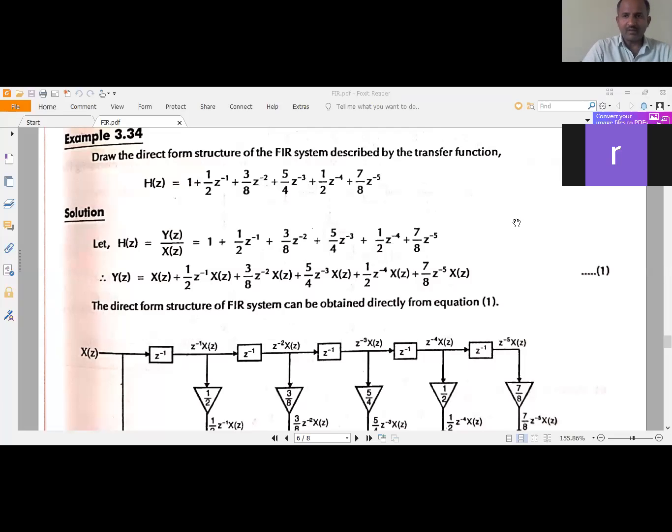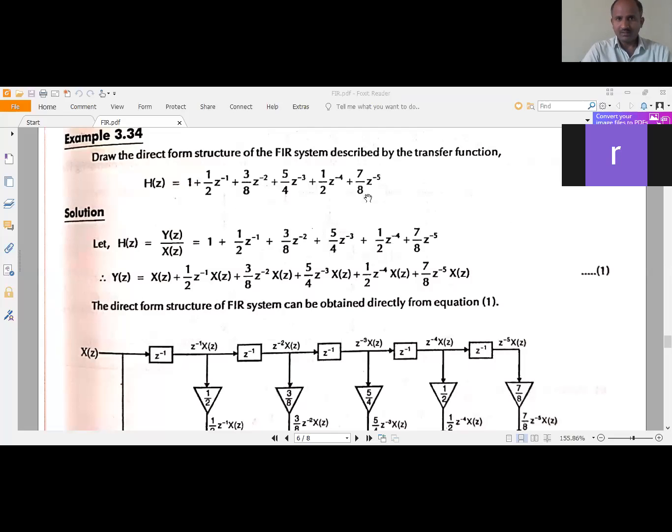So far we have discussed the various structures for realization of FIR filters. The first one is direct form, the second one is cascade form, and the third one is linear phase realization. Linear phase realization is also called the minimum number of multiplier method.